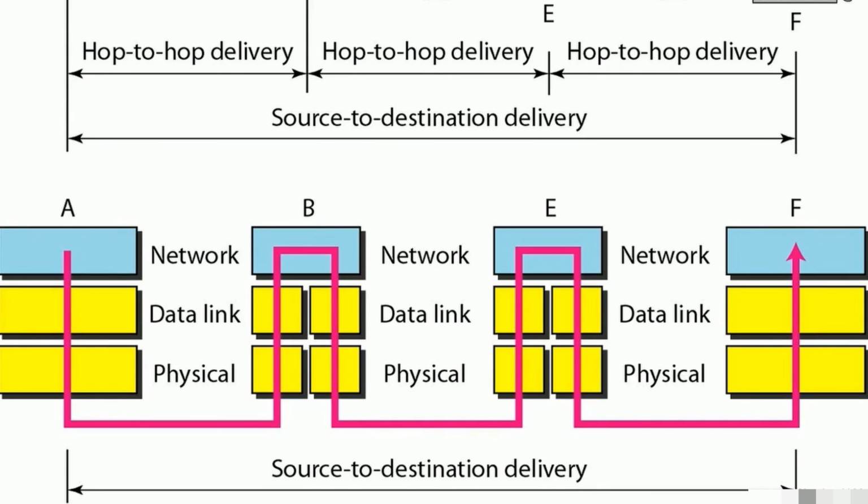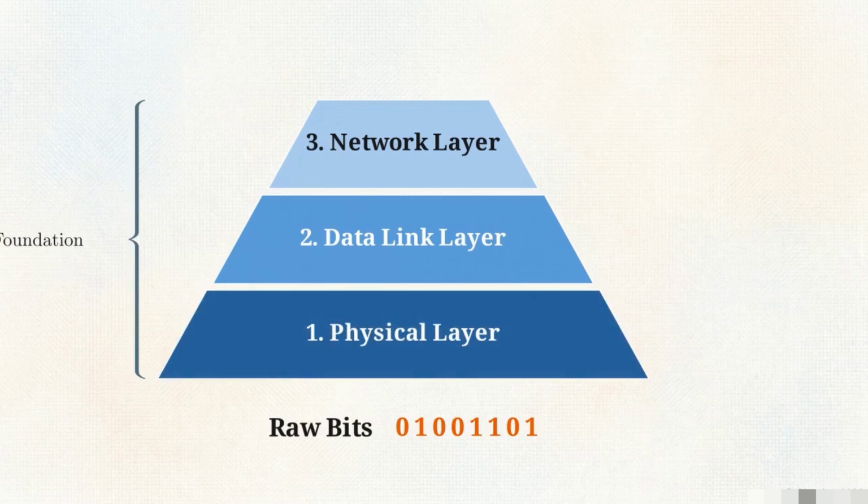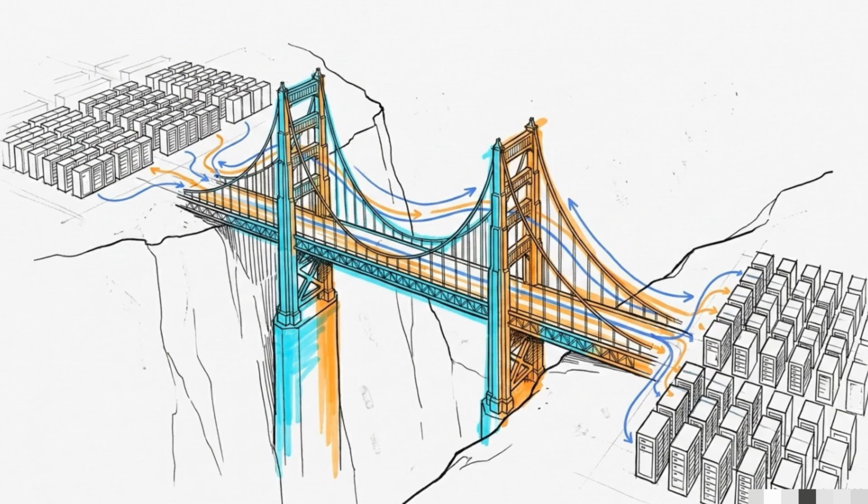Notice the contrast. The data link layer manages small, individual pink hops, while the network layer guides the continuous end-to-end trip. This 3-tier foundation, translating raw bits, structuring them into local frames, and calculating global routes, is how the system moves data across the gaps between different physical networks.